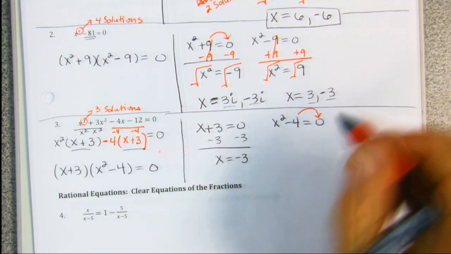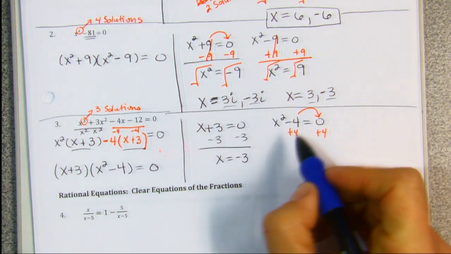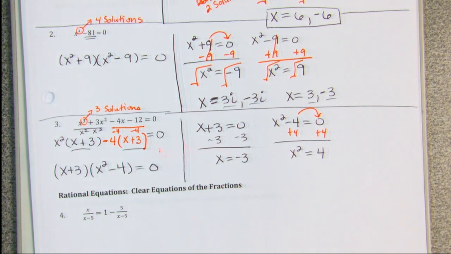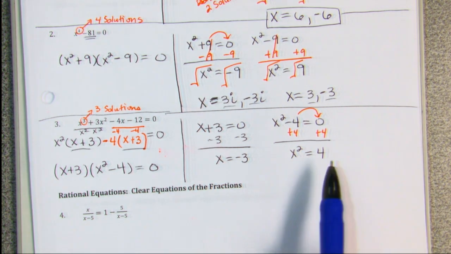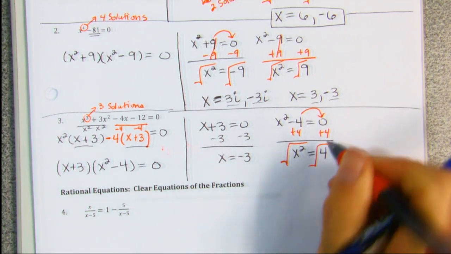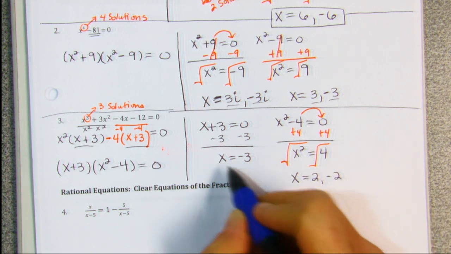And here we would add 4 over. So you get x squared equals 4. I can't say my values are negative 3 and 4 because this represents x squared. So I have to go find the square root. So x could be 2 or negative 2.